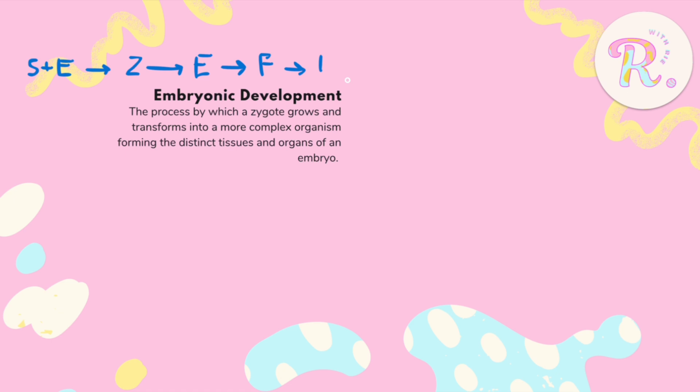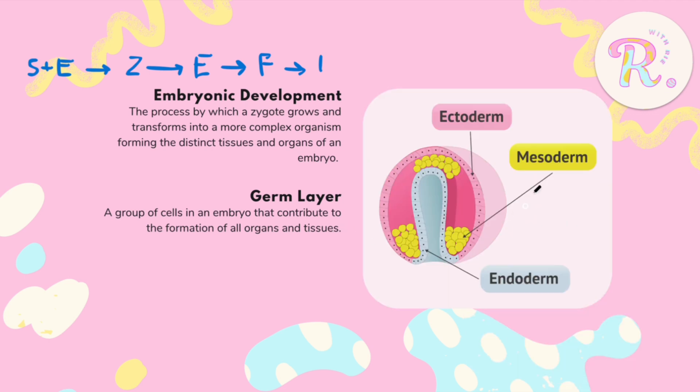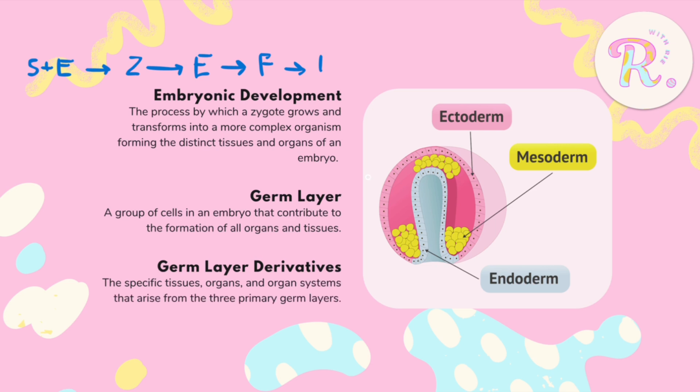Now, ano naman ang mga germ layers? Much more yung derivatives ng mga yan. So a germ layer is a group of cells in an embryo that interact with each other as the embryo develops and contribute to the formation of all organs and tissues. So itong mga to, yung primary germ layers natin tatlo: Ectoderm, Mesoderm, and Endoderm. Now for your germ layer derivatives, these are the specific tissues and then organs and organ systems that arise from the three primary germ layers. Okay, so the entirety of the human body, the organs, the tissues, comes from your primary germ layers.